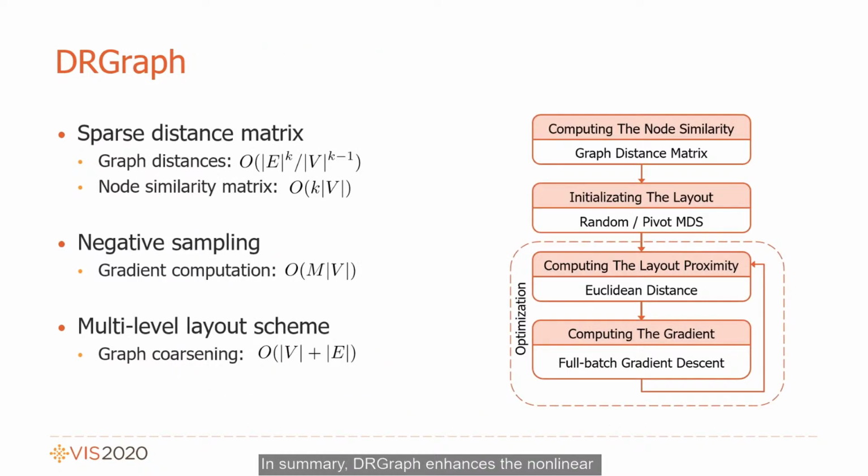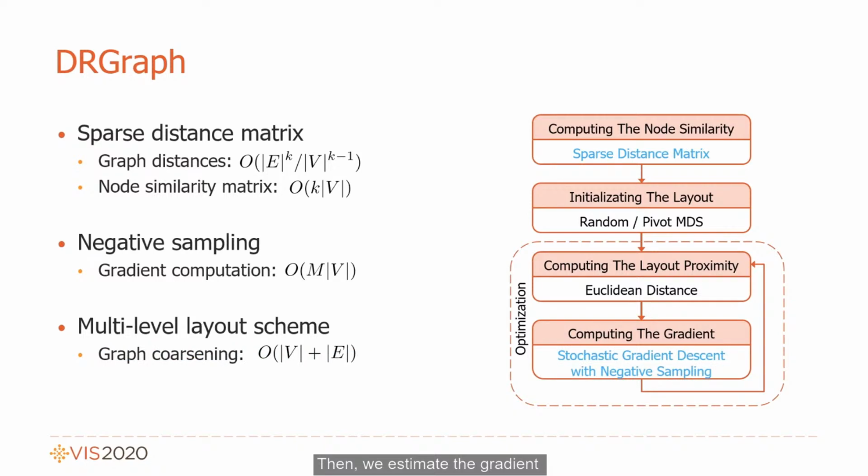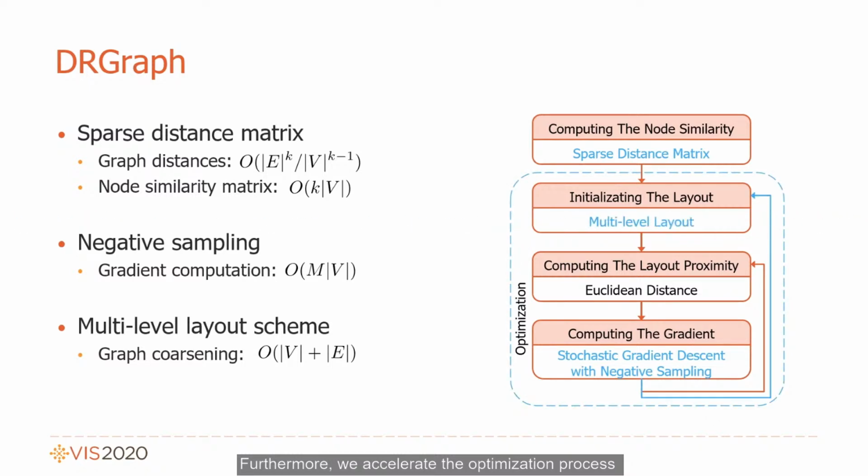In summary, DRGraph enhances the nonlinear dimensionality reduction process with 3 new schemes. We approximate graph distances and node similarities by means of a sparse distance matrix. Then, we estimate the gradient by using the negative sampling technique. Furthermore, we accelerate the optimization process through a multi-level layout scheme.